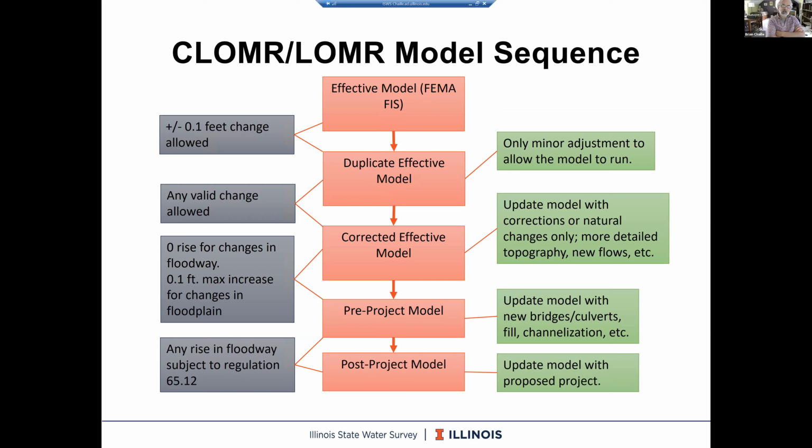On the left-hand side are the incremental changes that are allowed between these various types of models that are required. Of course, the whole thing starts with the effective FEMA model. That's the model that has become a regulatory product. And when we say effective, that's a strict definition. It's the model that is currently effective.